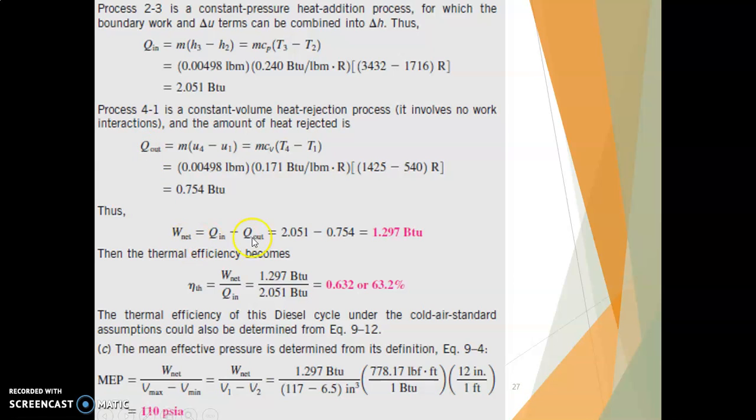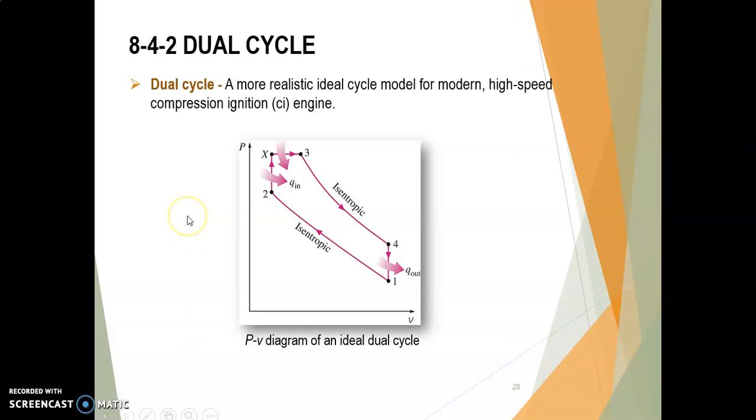Then W net, which is the difference between the heat in and heat out, lets us calculate the thermal efficiency as I mentioned earlier. The last part is the mean effective pressure, which is W net over the difference of the volumes. Dual cycle.